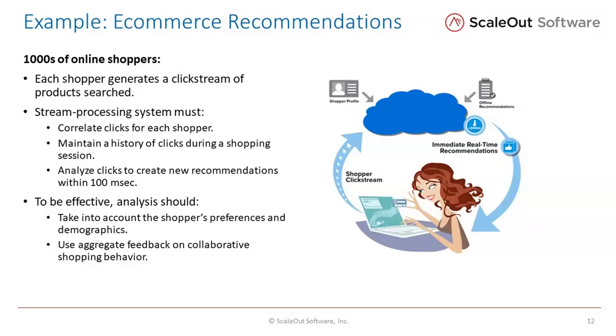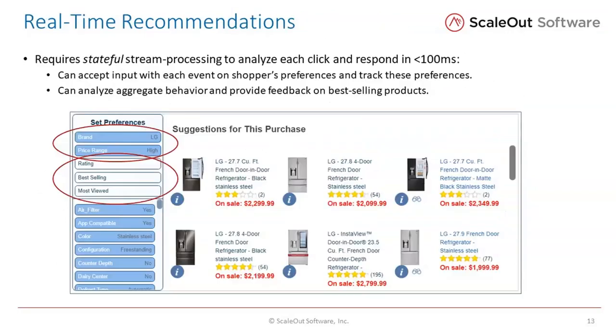So the shopper can take that into account and help steer the shopping process, make it more efficient and more enjoyable. Now, to do a really good job, this analysis should be taking into account the shopper's preferences and demographics. So information about each shopper, not just looking at the click stream. So this is a case where we want context information about the shopper, not just data about the click stream. And we also would like to look at what all the shoppers are doing that are shopping in a given category, so we can provide aggregate feedback to that shopper to assist the shopper in knowing what's popular, what's selling the best.